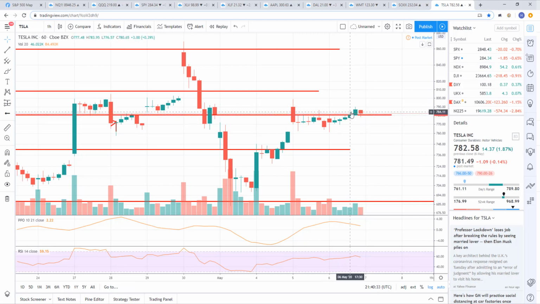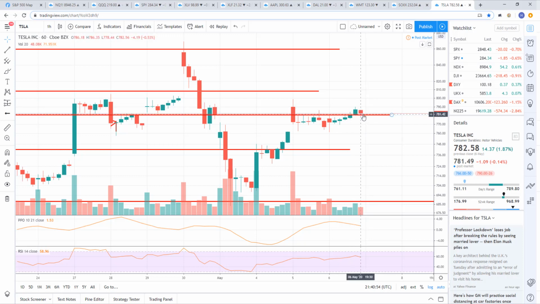So I can't say it's anything but kind of neutral. We pretty much closed right on it, just slightly above it. And for a $780 stock, a couple pennies or even a couple bucks is pretty much flat. So this is not bearish or bullish. It's just flat right now. We're flat on this trend line.